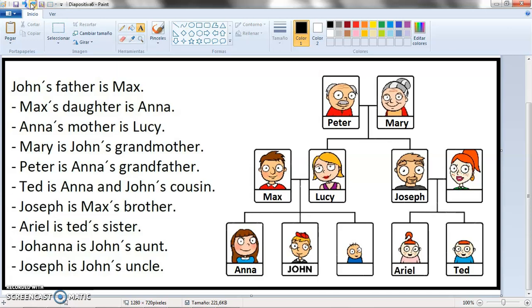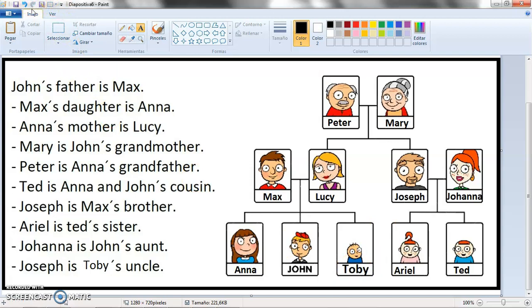Next one. Ariel is Ted's sister, la hermana de Ted. Ana es hermana de John. Ariel is the sister of Ted's. Next one. Johanna is John's aunt. Johanna es la tía de John. Y por último, el bebé que nos falta, el pequeño más pequeño. Aquí dice Joseph is John's uncle. Okay, but what is the name of this one? Así que le vamos a cambiar el nombre y le vamos a poner Toby. Y por supuesto que Joseph is Toby's uncle.